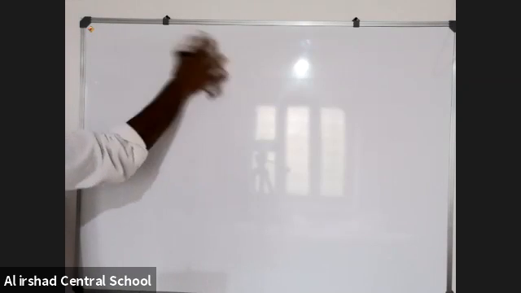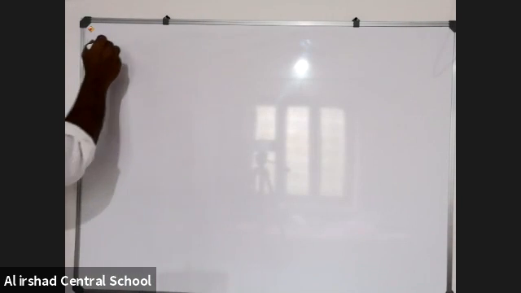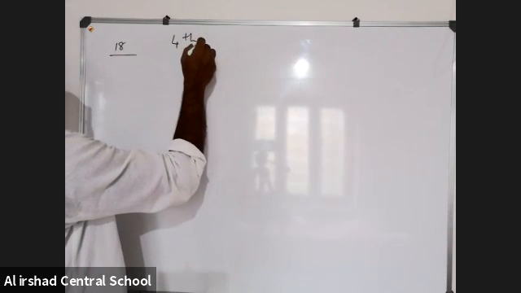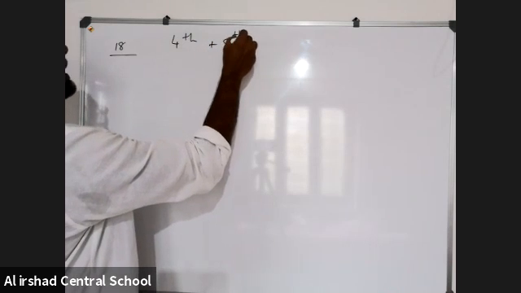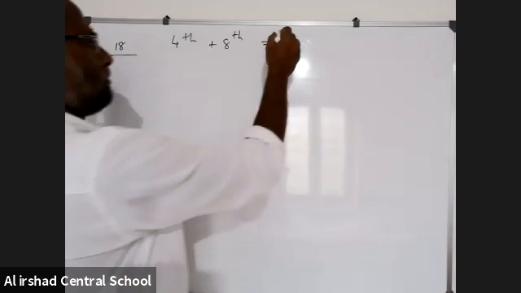Read the question. 18th question. The sum of the 4th and 8th term of an AP is 24 and the sum of the 6th and 10th term is 44. Find the first 3 terms of the AP. What to find? 4th term plus 8th term. Sum means addition. The sum of the 4th and 8th term of an AP is 24. Make an equation here.